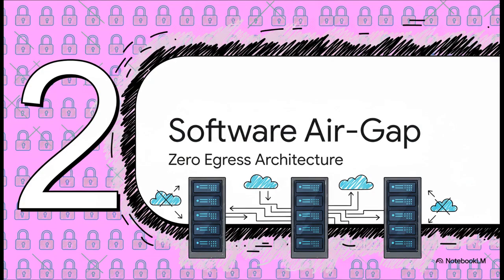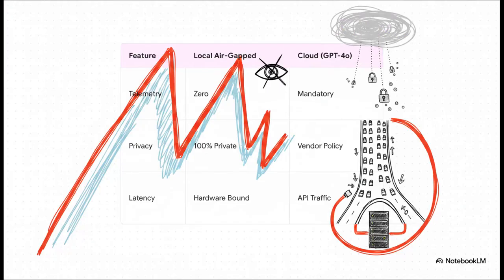Chapter 2. The Software Air Gap. So the crucial point is that having the right silicon is only half the battle. Now we've got to shift our focus to the isolated software architecture required to safely run your environment without it trying to quietly reach out to the internet.